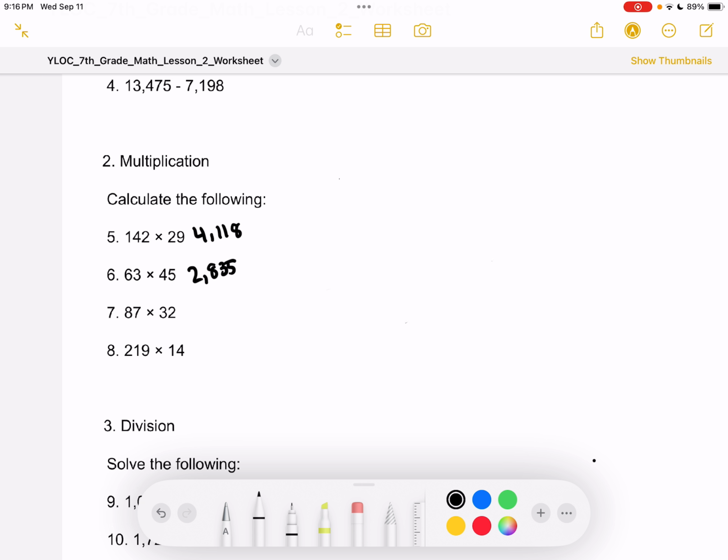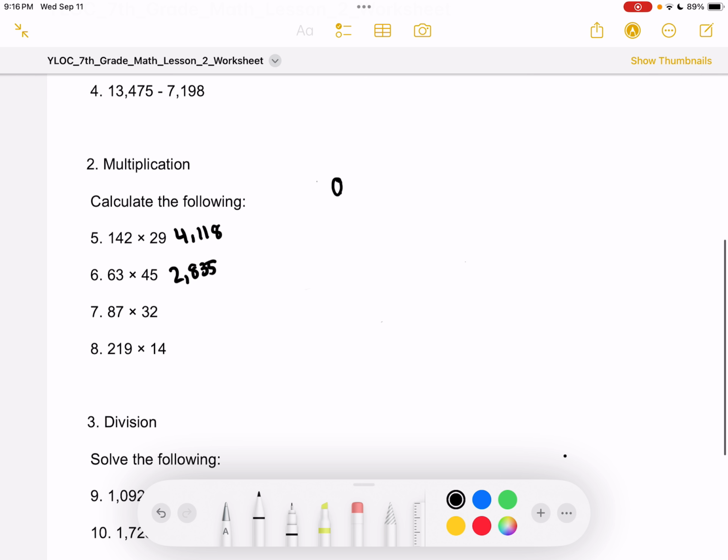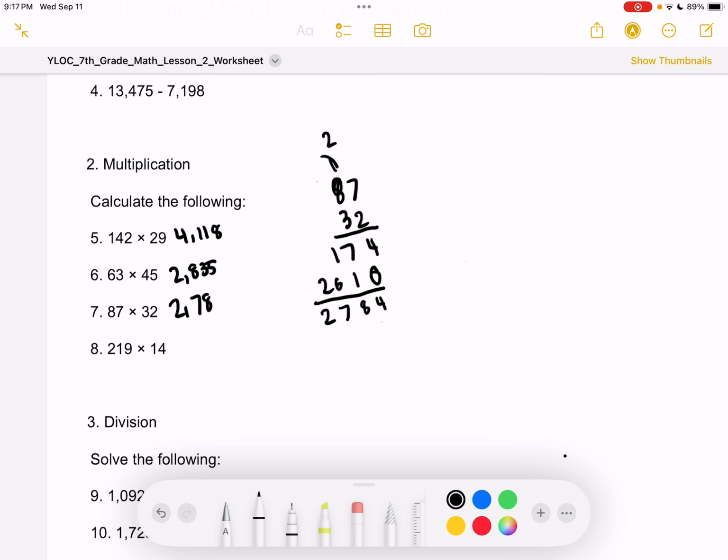So the next problem is 87 times 32. 7 times 2 is 14. 8 times 2 is 16, and we would add 1, which would be 17. 7 times 3 is 21. And 8 times 3 is 24, and we would add the 2 to give us 26. 4 plus 0 is 4. And when we add that all up, it will give us 2,784 as our final answer.